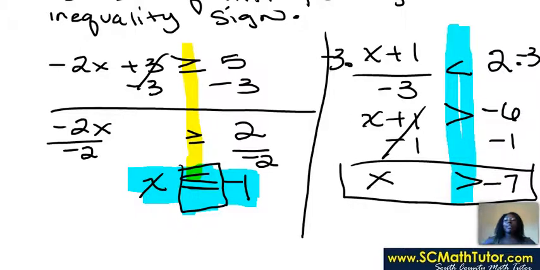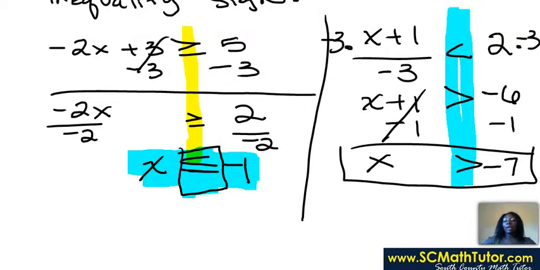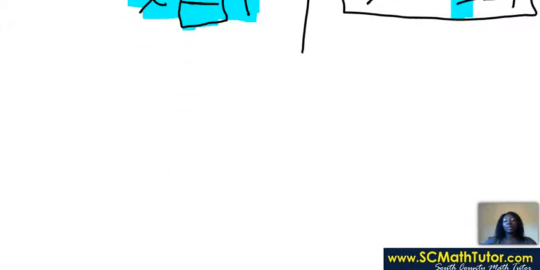The only difference in solving equations and inequalities is when you're dividing or multiplying by negative numbers. Subtraction and addition doesn't affect it. It's dividing or multiplying by a negative number. So now let's do a few examples. We're going to do some mixed examples.